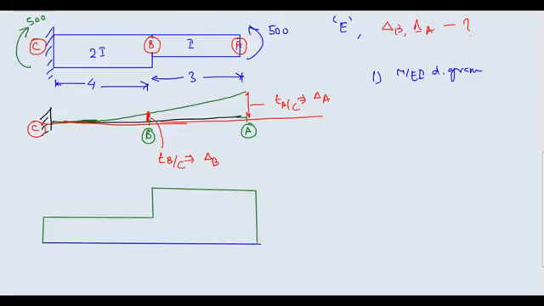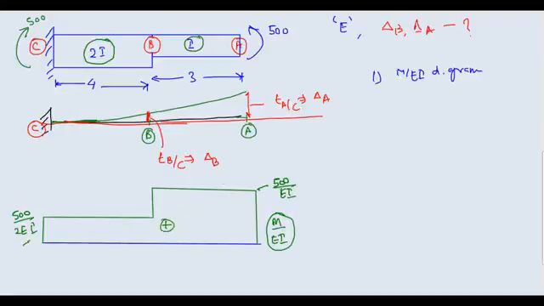Your M by EI diagram will look something like this. This is not the bending moment diagram, it is the M by EI diagram. This value here is 500 upon 2EI, because the inertia is 2I here, be careful. And here your value is 500 upon EI, because inertia is I in this beam. The moment diagram is constant at 500, but when you divide it by EI, this value will be less in this half, and more in this half. Obviously it is positive, no need to indicate it.